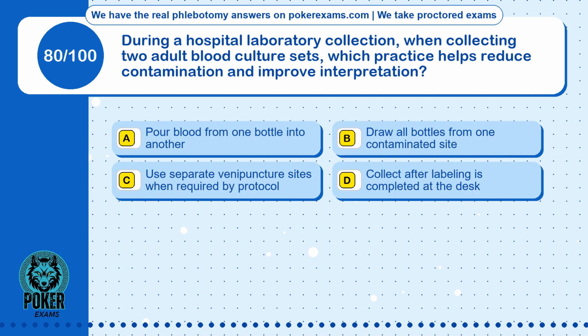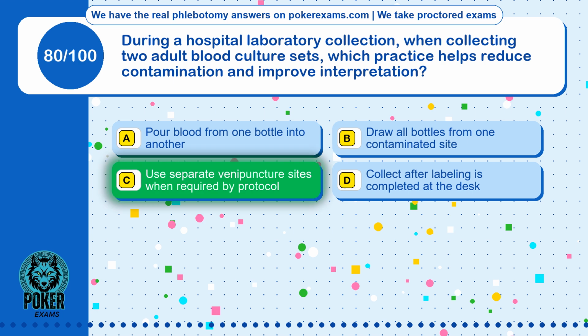Question 80. During a hospital laboratory collection, when collecting 2 adult blood culture sets, which practice helps reduce contamination and improve interpretation? Option A. Pour blood from one bottle into another. Option B. Draw all bottles from one contaminated site. Option C. Use separate venipuncture sites when required by protocol. Option D. Collect after labeling is completed at the desk.